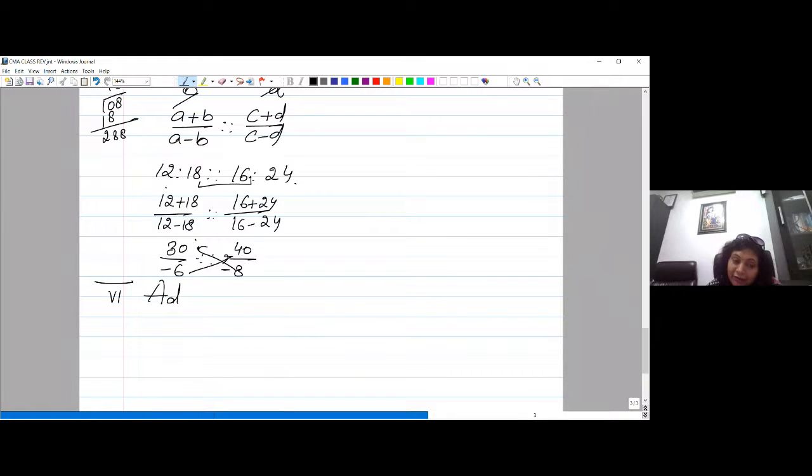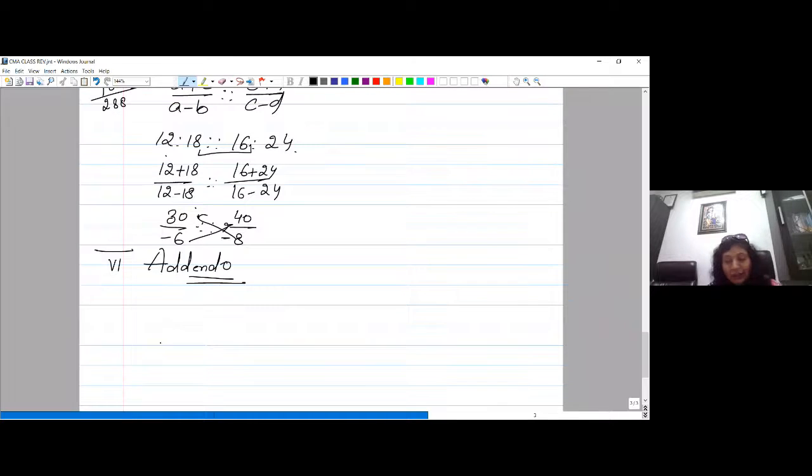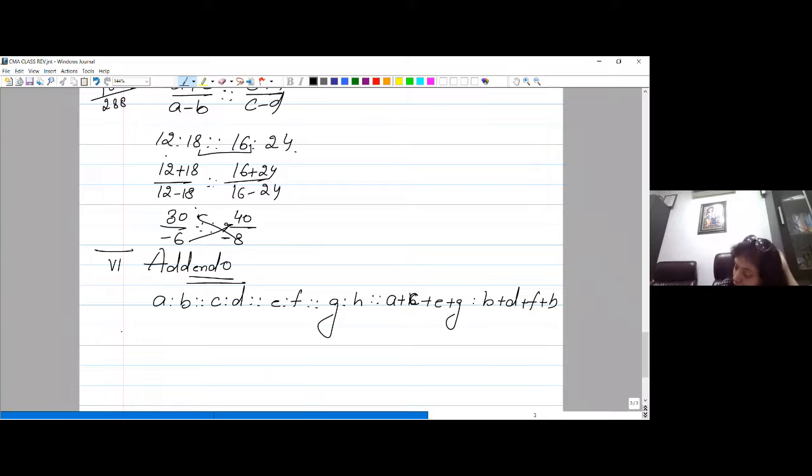The next property we have is addendo. Addendo applies in situations when more than two ratios are in proportion, like A is to B in proportion to C is to D, in proportion to E is to F, in proportion to G is to H. That means the sum of first terms, A plus C plus E plus G, to the sum of second terms, they are also in the same proportion.